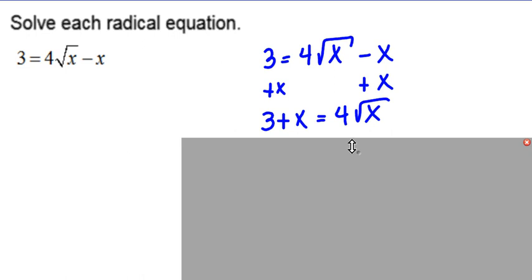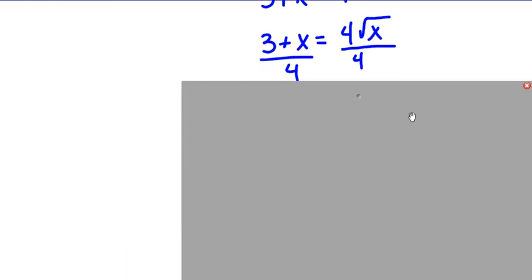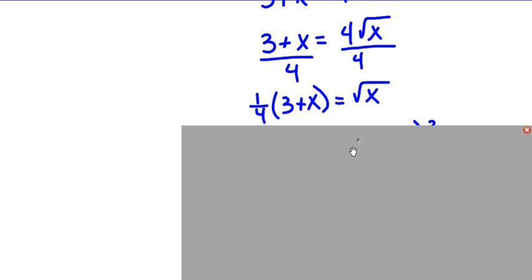Closer to getting the radical alone, we have to undo this multiplication. So let's divide each side of the equation by 4. Dividing by 4, we'll undo this and we'll have the radical by itself. And dividing each of those other items by 4 is also like saying you're multiplying by 1/4. So we can write it as 3/4 plus x over 4, or we can write it in the factored form.